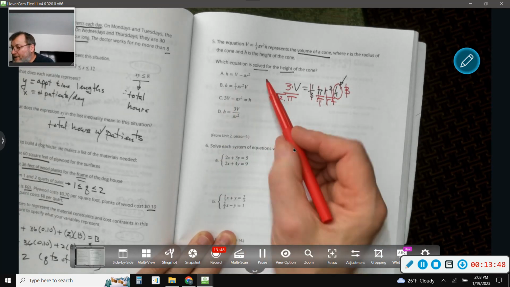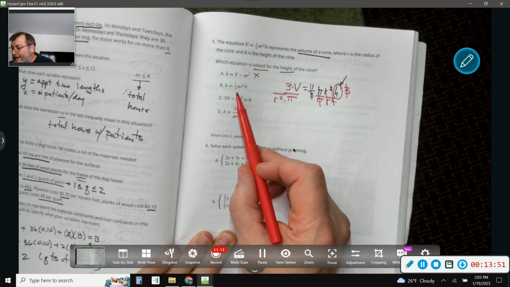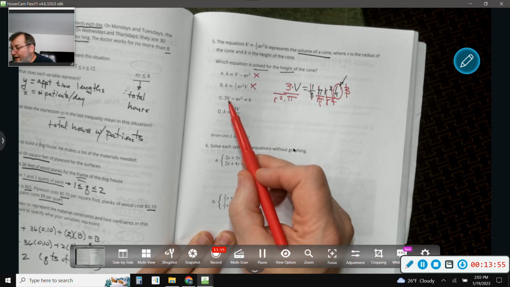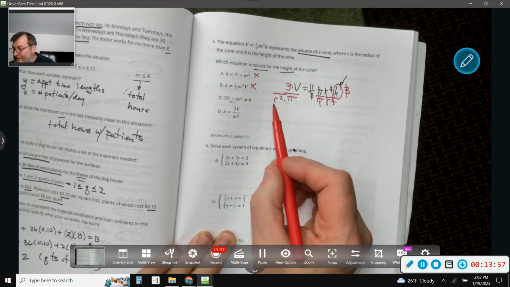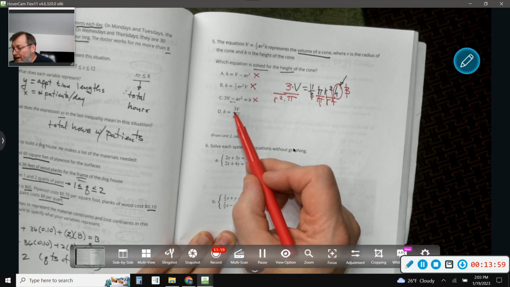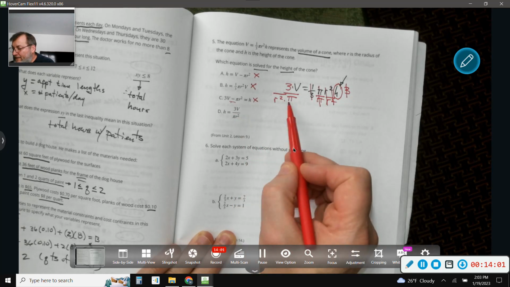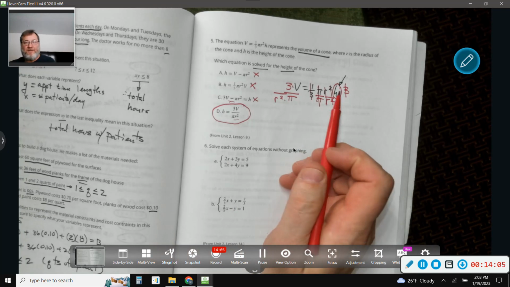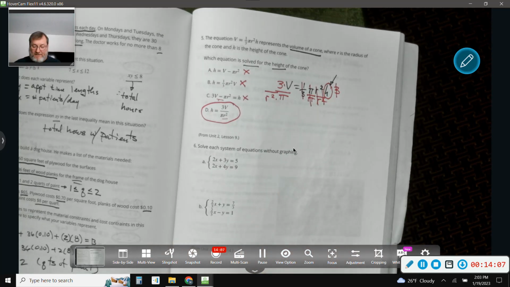So I'll say no to that one, and it's still got a 1/3 there. I'll say no to that one. And I don't know where they got the subtract sign in, so that's completely off. 3V right there over pi r squared right there. So that looks like the correct answer right there. And that's the basis of how to do this.